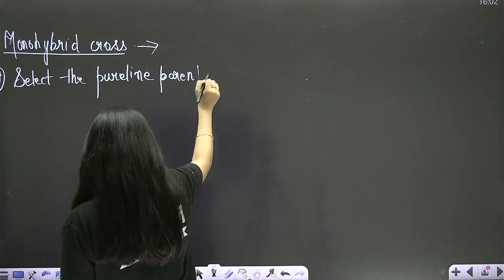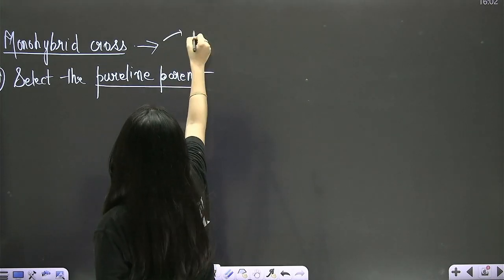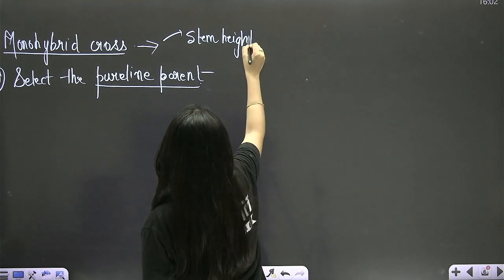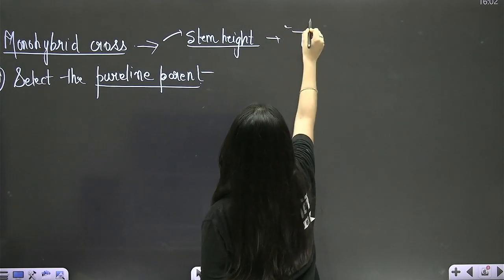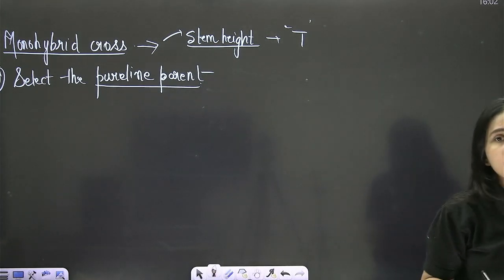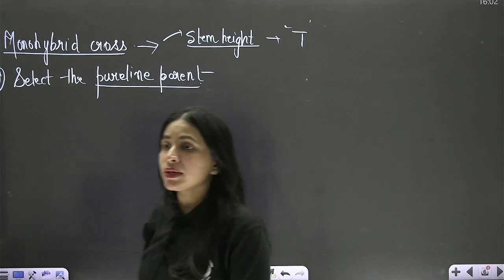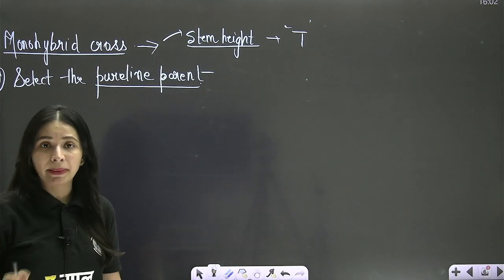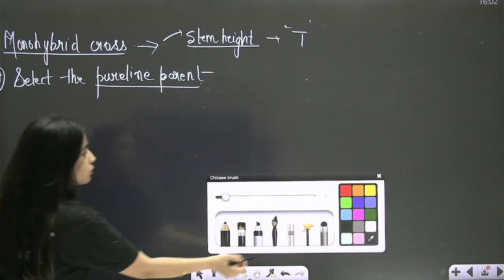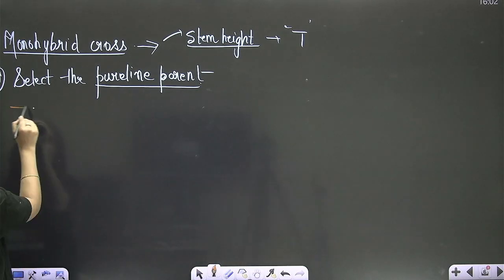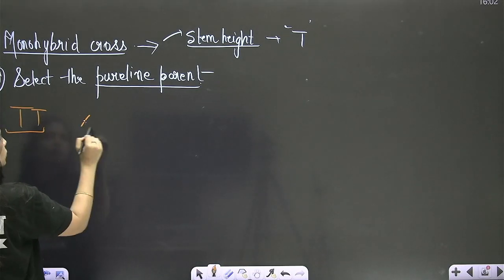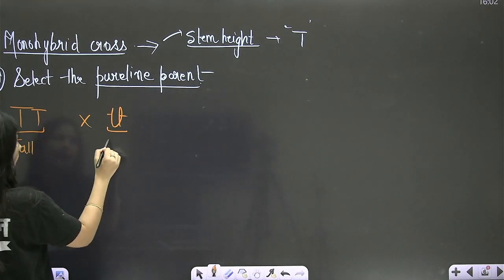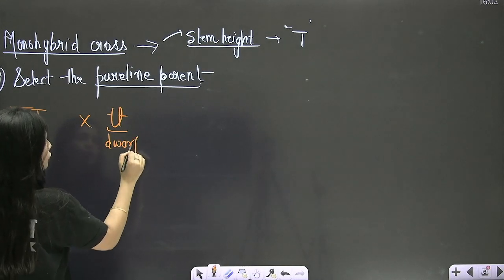Right? So now if I choose my character, that is stem height, to perform a monohybrid cross, now this stem height is controlled or governed by, suppose, T gene. So it is governed by which gene? It is governed by T gene. So what are going to be my pure line parents? They are going to be homozygous dominant and homozygous recessive. Suppose this is my tall parent and this is my dwarf parent.